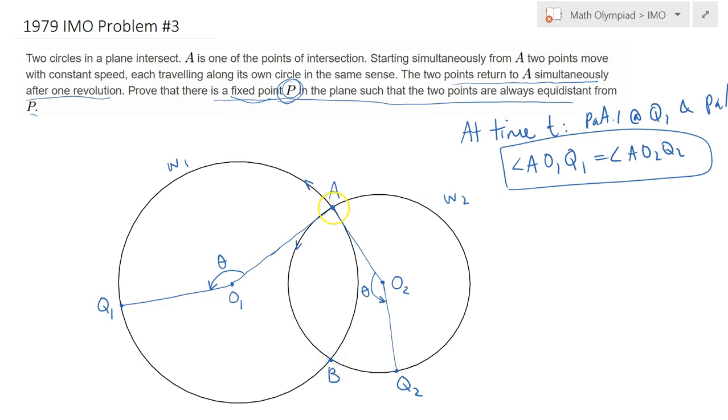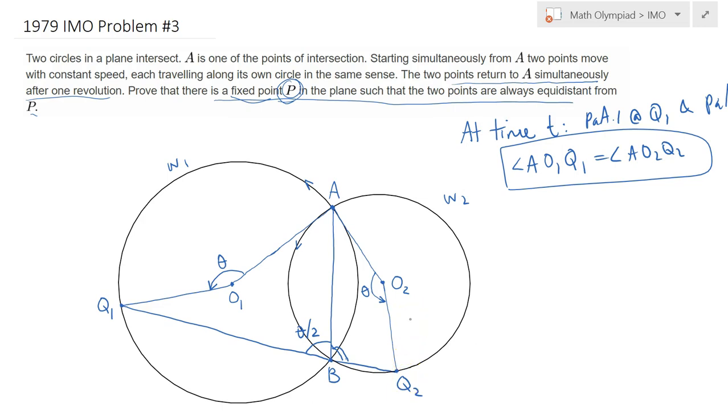So let's go ahead and connect AB, which is part of the radical axis, and let's measure angle ABQ1. It's clear that ABQ1 is half of angle theta here. So that's just theta over 2. And in a similar way, let's connect BQ2. Right now, I don't know if Q1, B, Q2 are collinear, but I know exactly how much this angle measures, right?